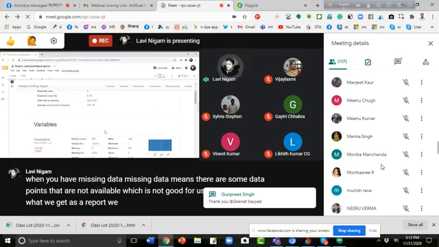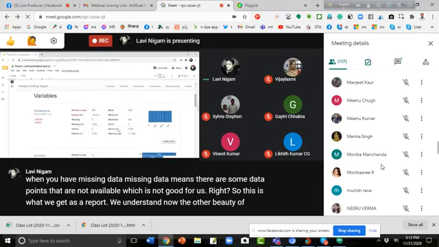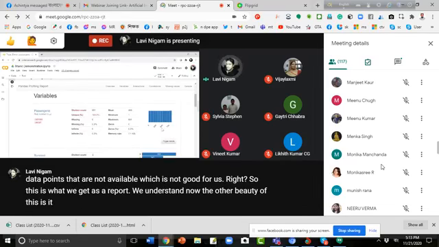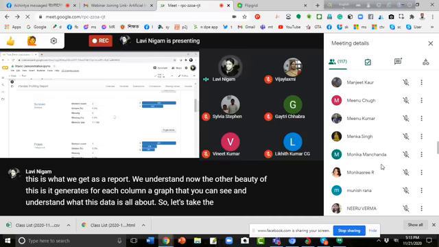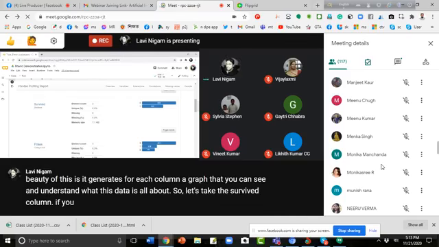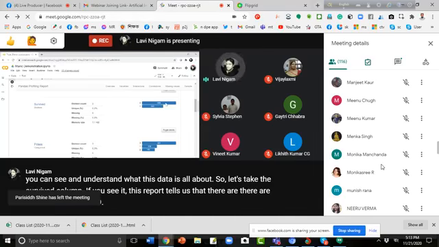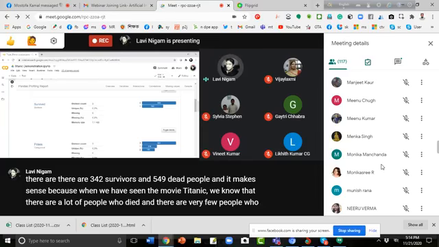We understand. Now the other beauty of this is it generates a graph for each column that you can see and understand what this data is all about. So let's take the survived column. This report tells us that there are 342 survivors and 549 dead people. And it makes sense because when we have seen the movie Titanic, we know that a lot of people died and very few people survived. So this makes complete sense.